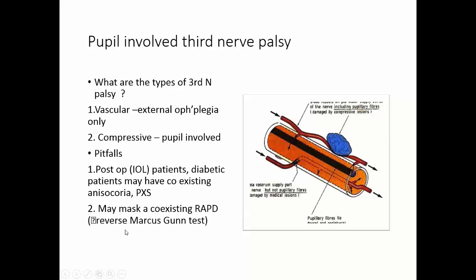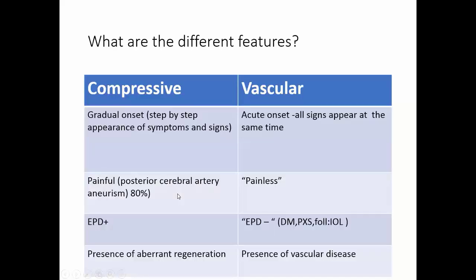For that, we have a test called the reverse Marcus Gunn test. It's just a fancy word, where you shine the light on the eye with the efferent pupillary defect, the dilated pupil side, and you look carefully at the other side to see whether there is less reaction compared to what you see when you shine the light in the right eye. So this is called the reverse Marcus Gunn test. If you do that, you will not miss the coexisting RAPD.